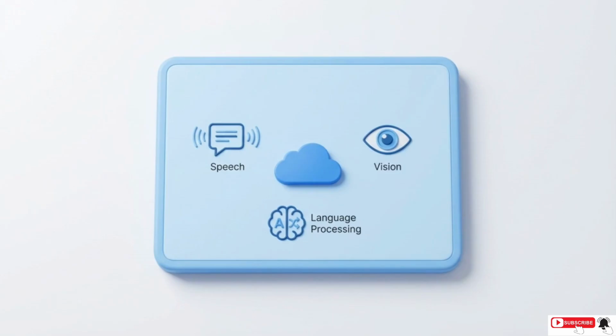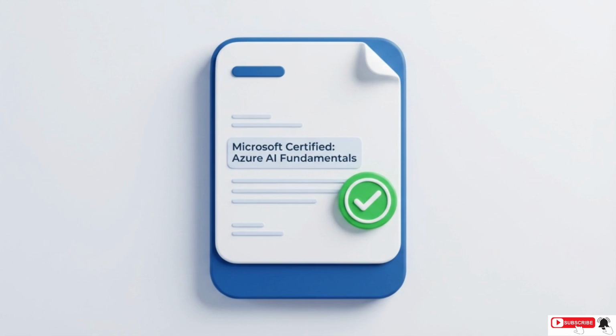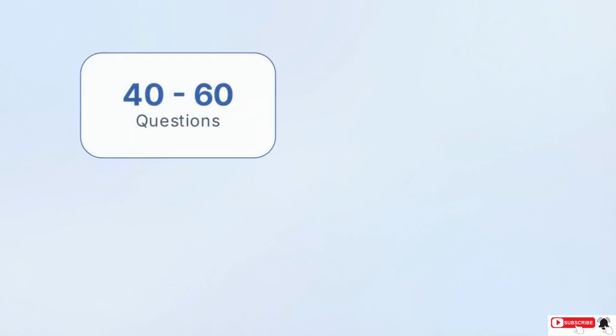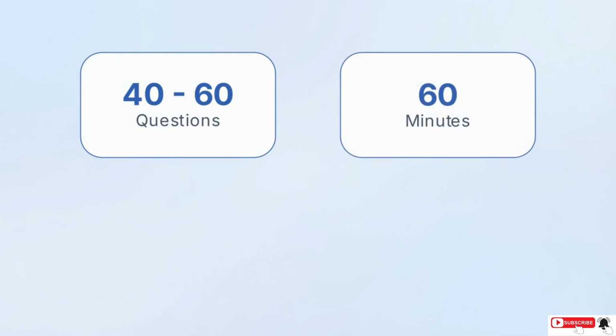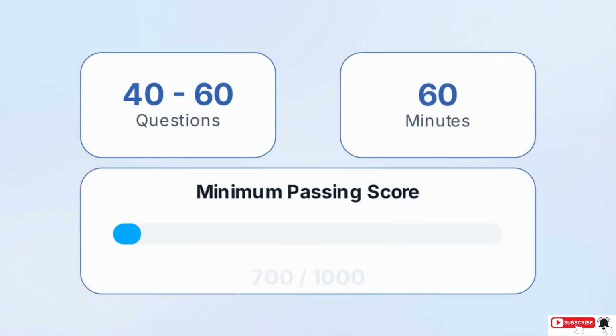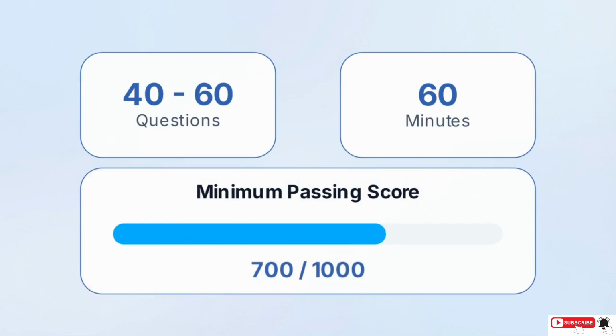The AI-900 validates your strategic understanding of cloud and AI services, serving as a functional asset for your resume in a job market that increasingly demands AI literacy. The official Microsoft exam consists of 40 to 60 questions, and you have exactly 60 minutes to complete it. To earn your certification, you must achieve a minimum score of 700 out of 1,000.